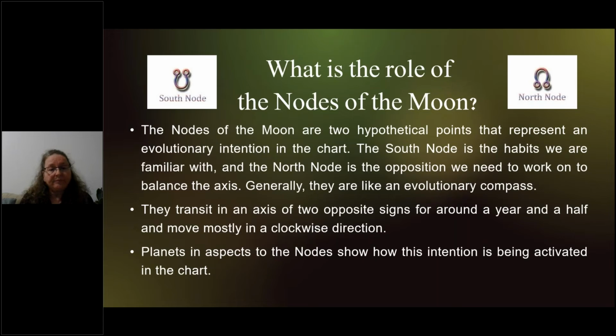So the planets that are in aspects to the nodes, and it can be any aspect that you work with, they show how this intention is being activated in the chart. Okay, they give another flavor. If it's Venus, then it's relationships and self-esteem. If it's the moon, it can be an emotional work and family dynamics, etc. And also we look at the ruler of the nodes. They are very important. We have a good example this year for the ruler of the nodes.